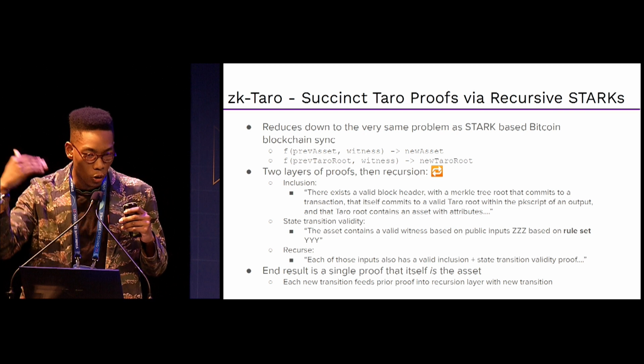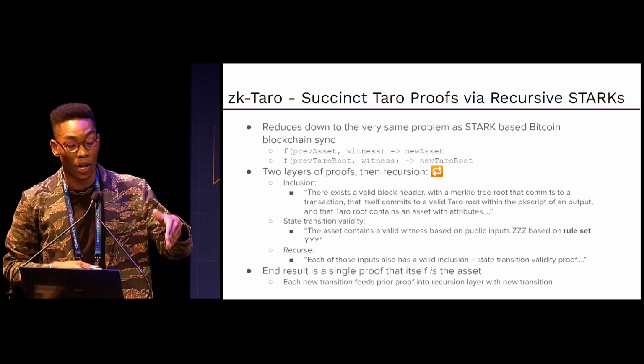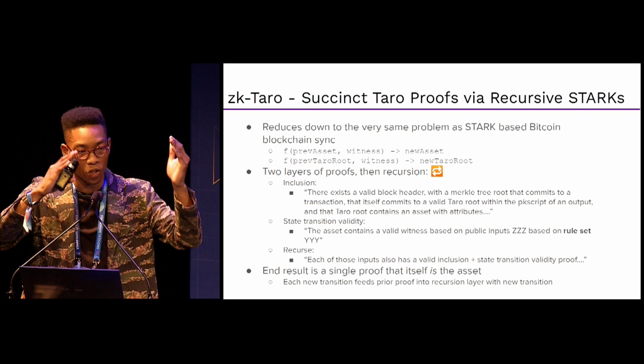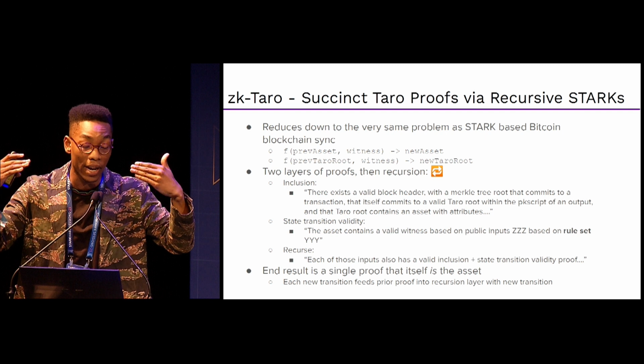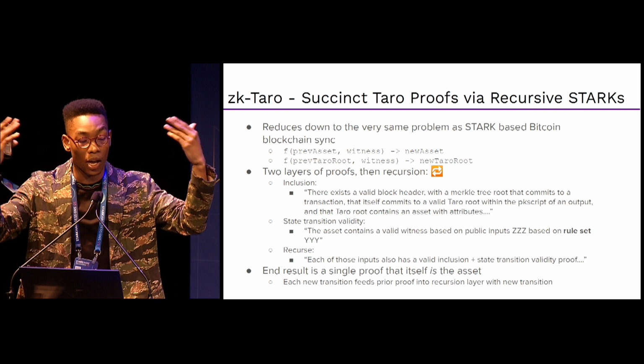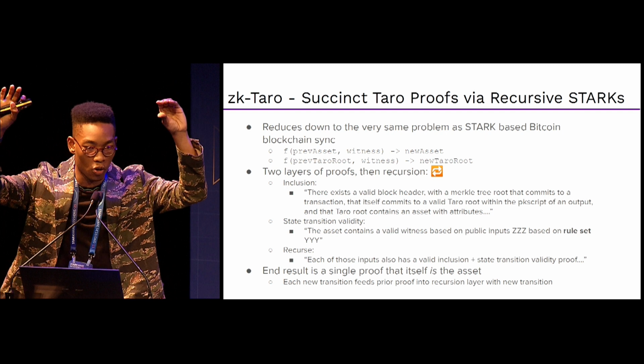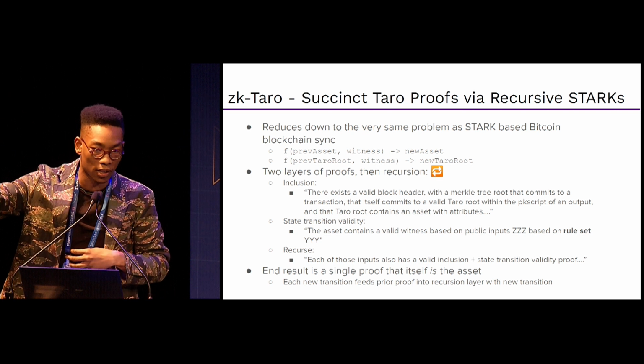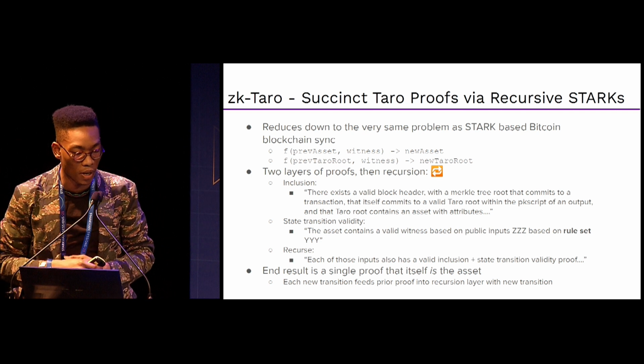So you can say there are two levels of state transition function. One is saying the previous asset applied to a new witness gives you the new asset, and once you repeat that over and over again, you have all the assets in the tree. Then you go on to the next level and say, here's the previous Taro root and the new Taro root, and that leads to this new root. And you want to say everything else has been done properly, right?